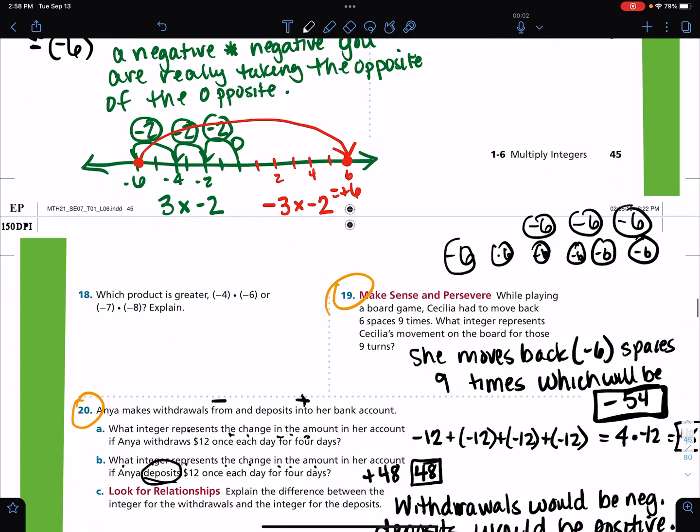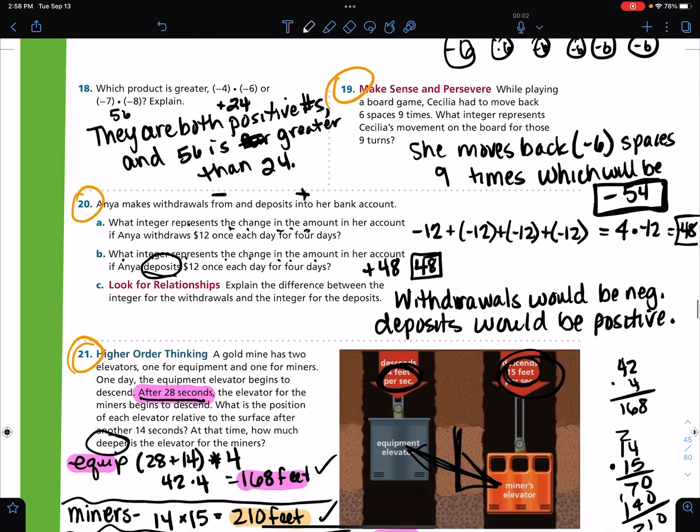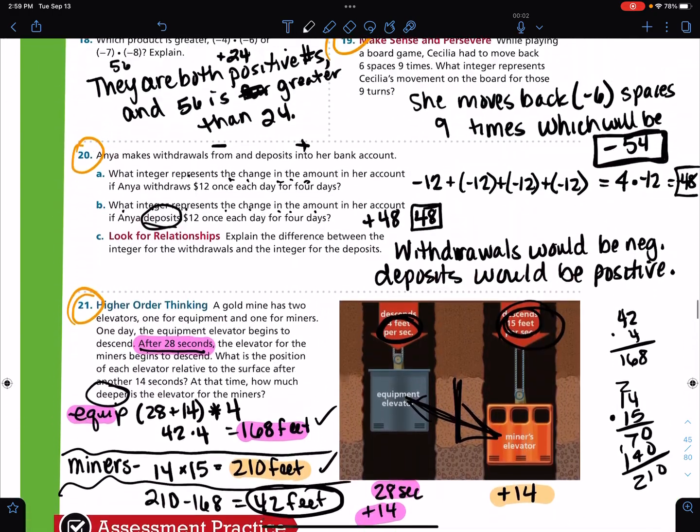Okay, which product is greater? Negative 4 times negative 6, well, that would be 24, positive. And negative 7 times negative 8, which is 56, and it's positive. They are both positive numbers. And 56 is further or greater. We're going to use the word greater than 24. Not sure what they're looking for there, but that's what I'm going to give them. I believe we have already done everything else, so we are finished.